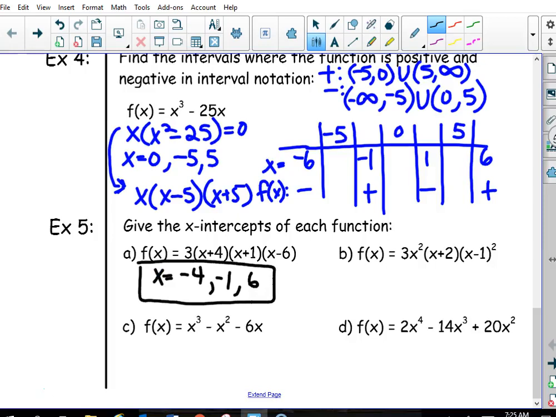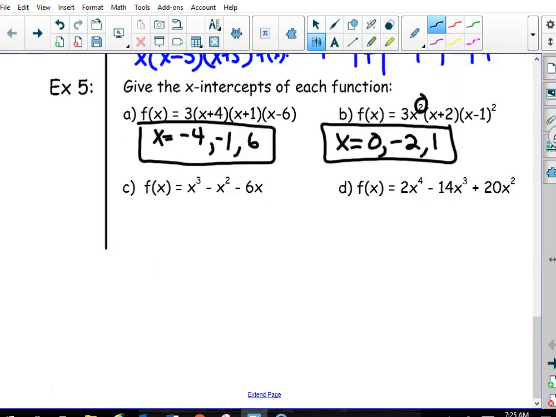And on B, we also have 3 zeros, but a couple of them have multiplicity, and that'll come up later. So our first zero of 0, the one in 3x squared, has a multiplicity of 2 because it has an exponent of 2. But to answer this question, we get x equals 0 and -2 and +1.